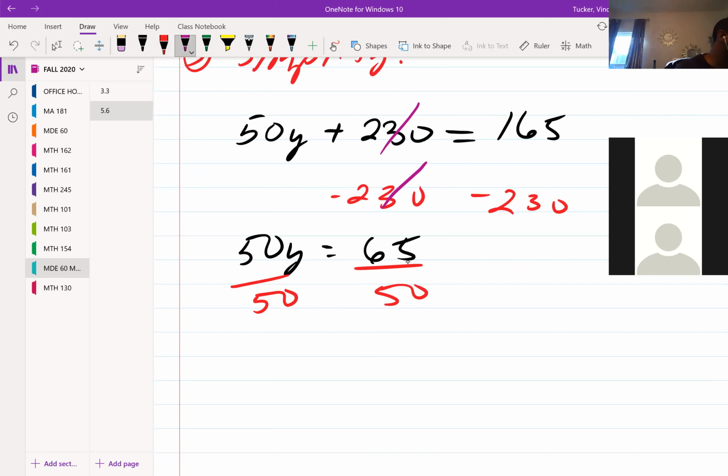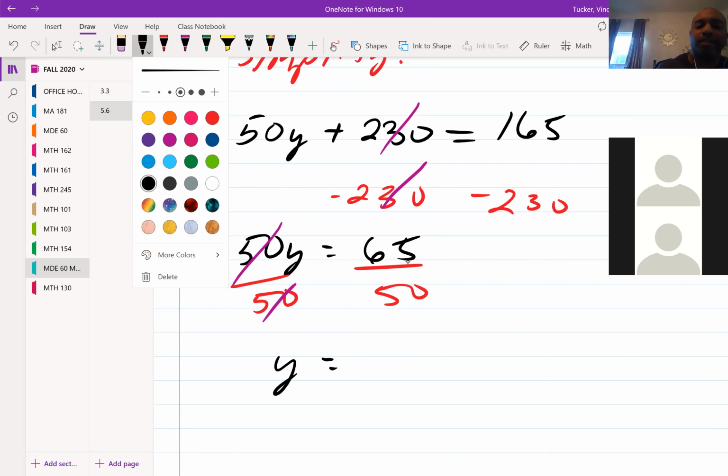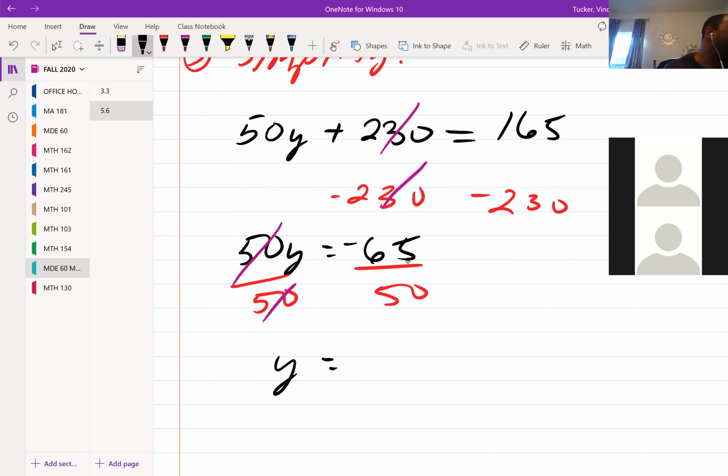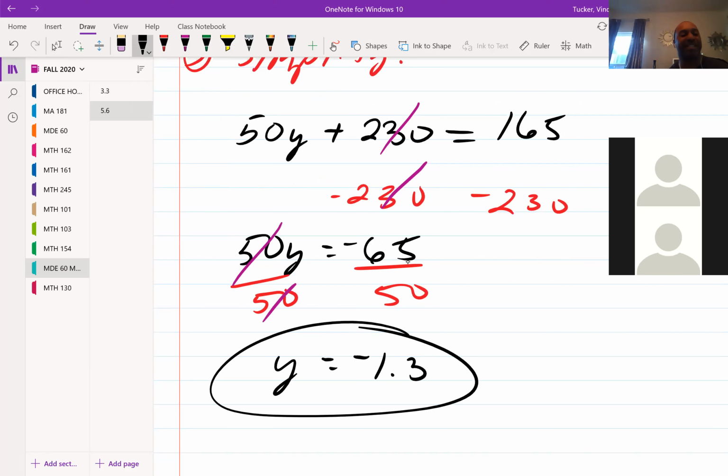Mr. Tucker, isn't that supposed to be a negative 165? Yeah, I was just testing y'all to make sure everybody's paying attention. No. Thanks for the catch, though. Yes, it should be a negative 165, negative 65. Appreciate it.